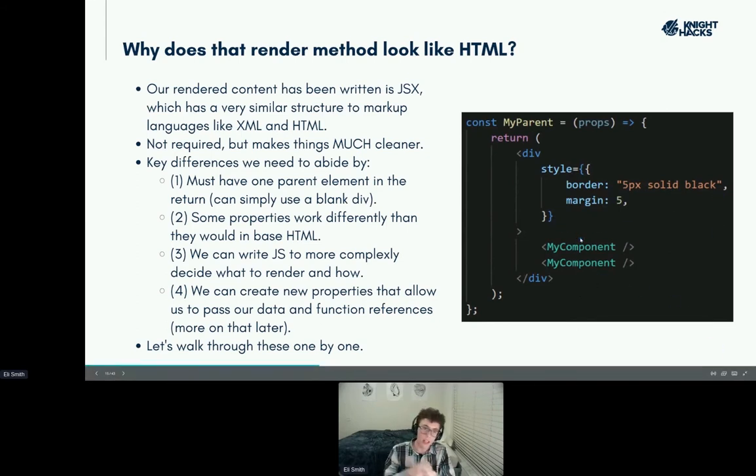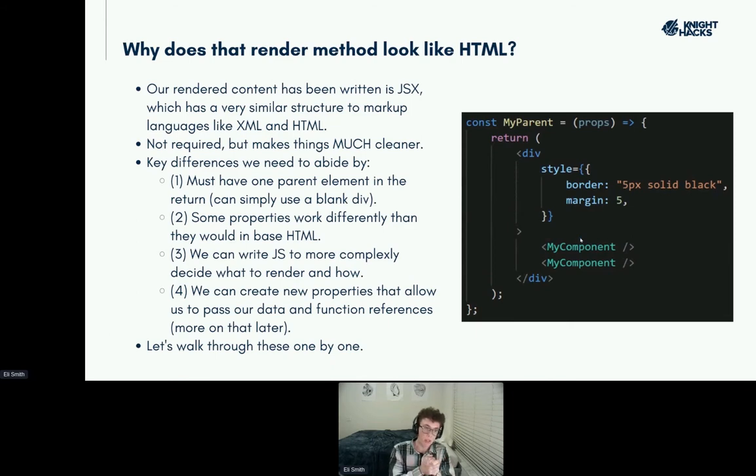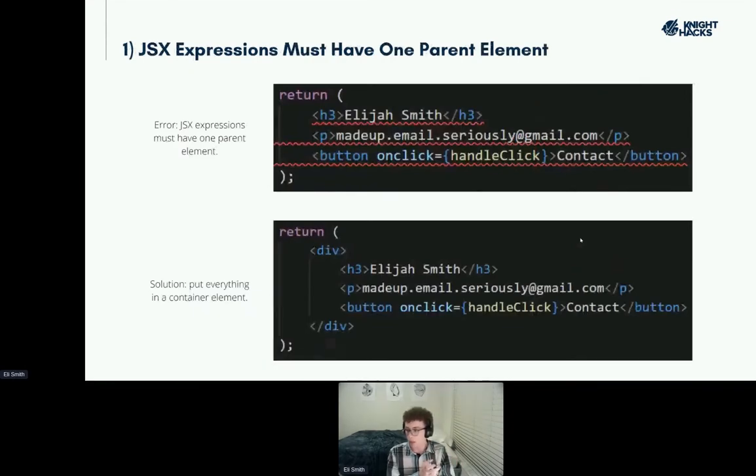So there's a couple of rules that we have to abide by with JSX that we normally wouldn't have to do with something like HTML or XML. We're going to talk about these one by one. So the first one that we want to talk about is that JSX expressions can only have one parent element. So in this top example here, we have 3 elements at the top level of our return. We can't do that. Instead, what we need to do is we need to come up with one element at the top level and put all of our other elements inside of it. And so we could do that by simply using a div.